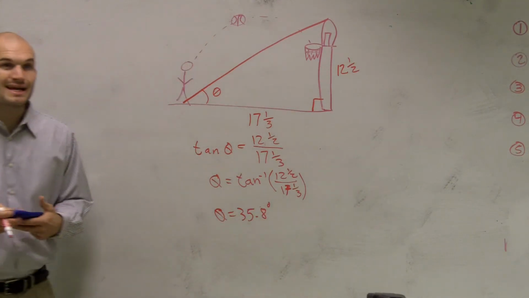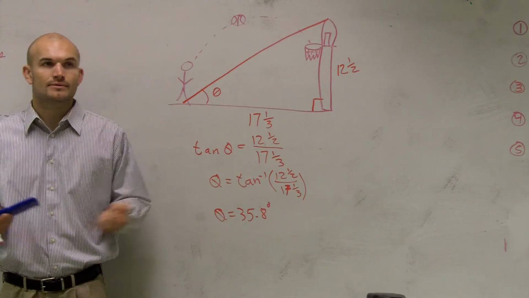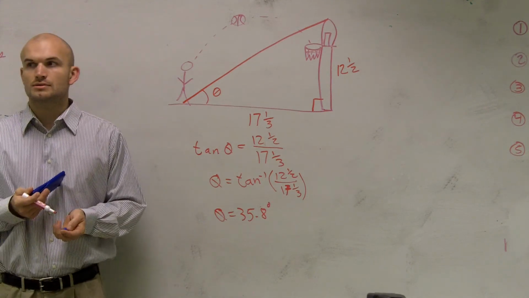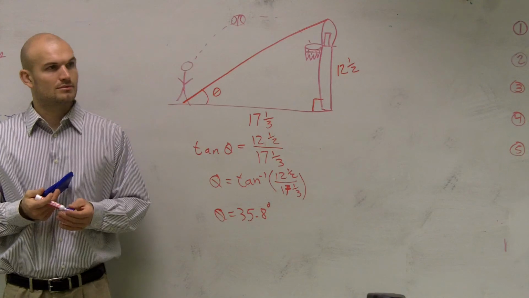So I get 35.8 degrees rounded. Anybody have questions on that? No? Good?